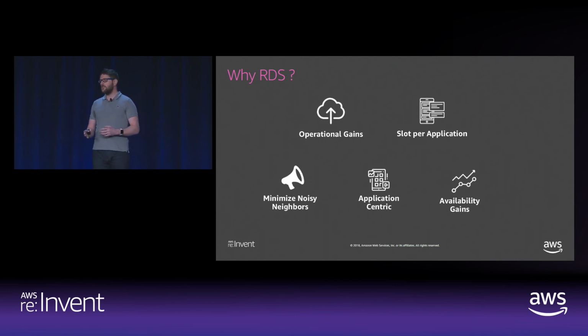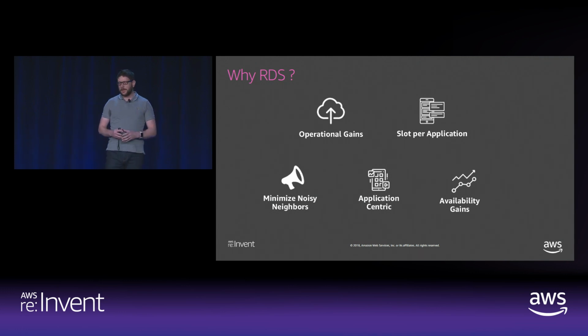RDS will also allow us to give explicit tiers of service. At the minute, with the consolidated environment, we're giving everybody exactly the same. But what we'll now be able to do is give a tier of service that meets the needs and requirements of the application areas and the business itself. We'll be able to slot by application, so we'll be able to right size what we actually want to put in place, and we'll be able to capacity manage a lot more effectively.